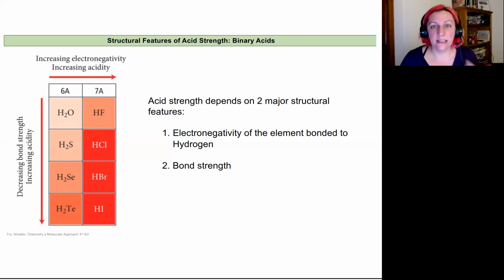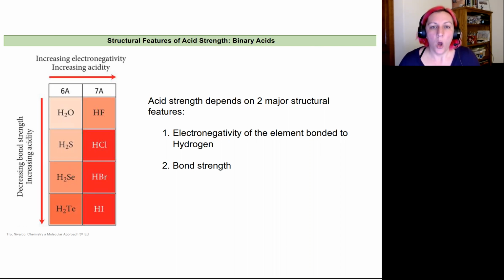And we were seeing examples where that hydrogen was often bonded to an oxygen, which made that hydrogen more partially positive. And so now we're going to be a little bit more methodical about how we walk through this. We're going to walk through a few different structural features of covalent molecules that help us predict the strength of an acid. We're going to start with binary acids, and then we'll look at oxoacids after that.